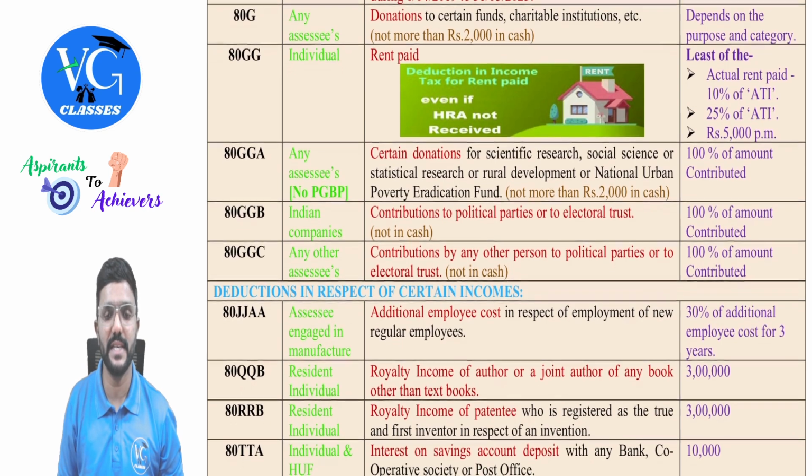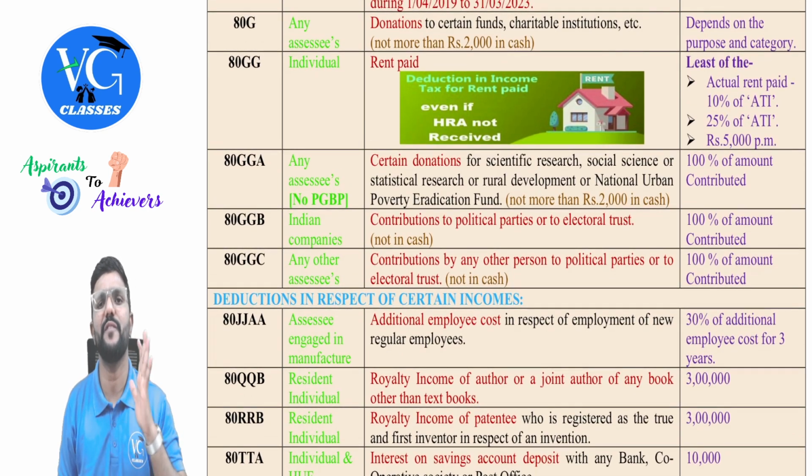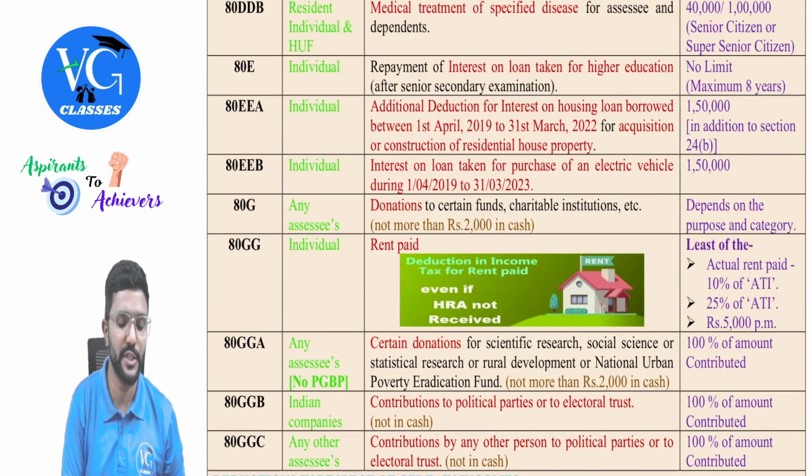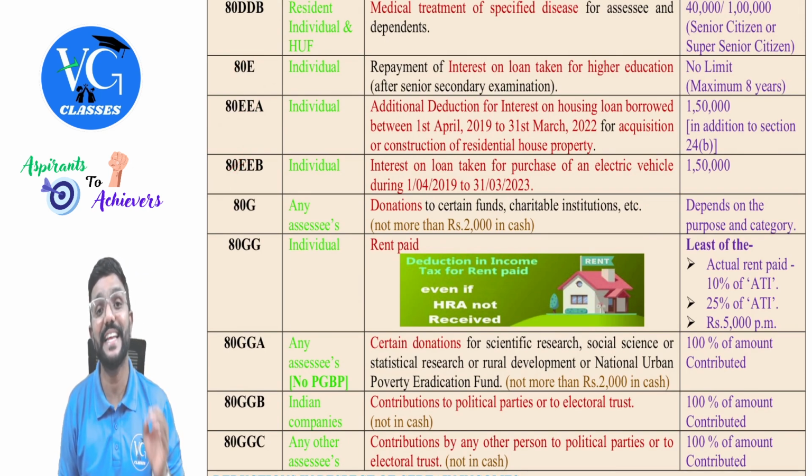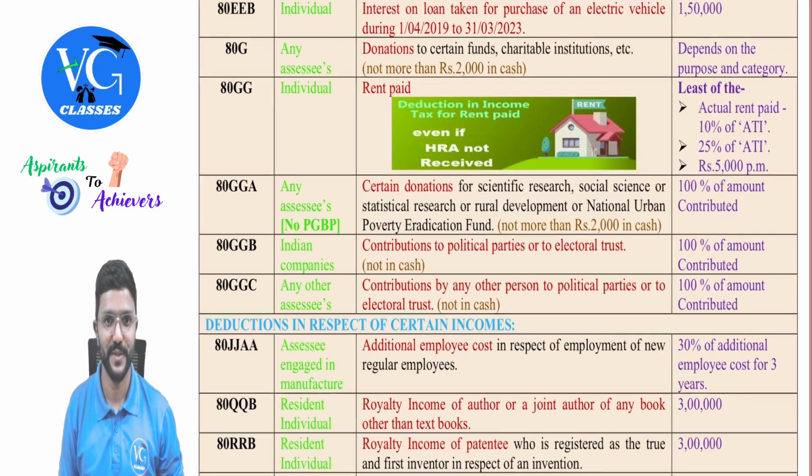Next, done with E series. E series is all about interest on various loans, guys. E is interest on education loan. EEA is interest on housing loan. EEB is interest on the electric vehicle loan. Okay. G is for givers, donors.